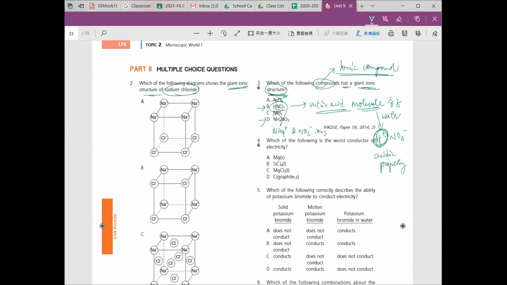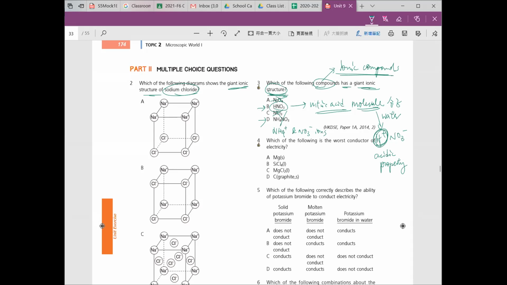So what is meant by acidic property? For example, when I use pH paper and dip it into this substance, right? Or maybe I have limestone, calcium carbonate, and I dip it into the nitric acid solution, which is an acid, and then there are some colorless gas bubbles.